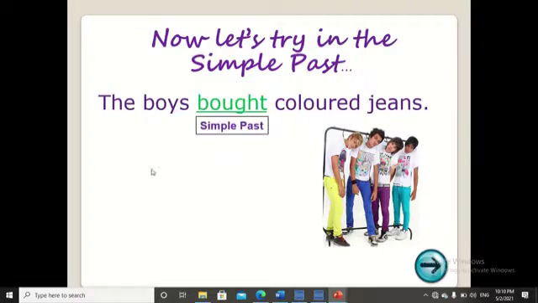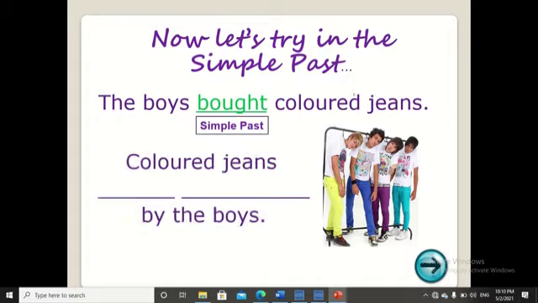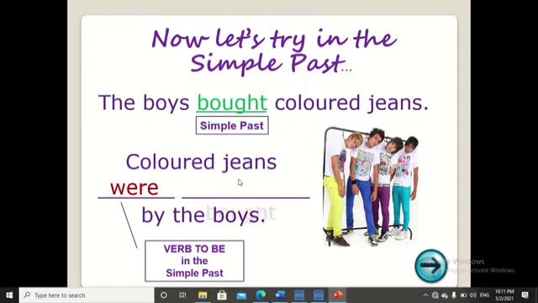Of course, here's the simple past. As usual, we said that we start with the object instead of starting with the subject, because I don't care about the doer of the action, I care about the object. So colored jeans, because this is past, so we choose verb to be in the past. Were, of course, this is plural, so that's why we use were, and past participle, bought.